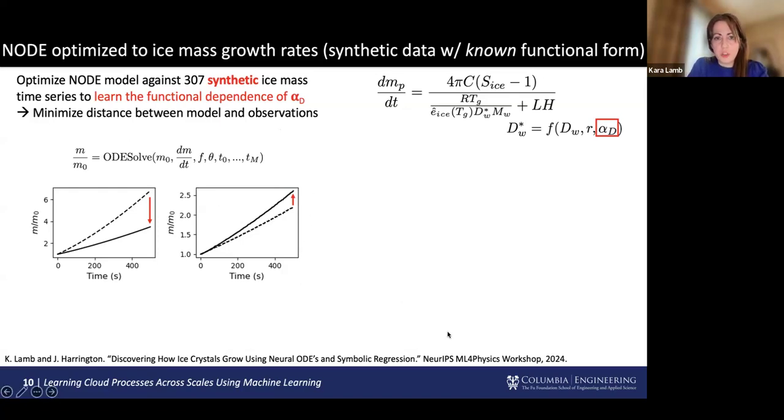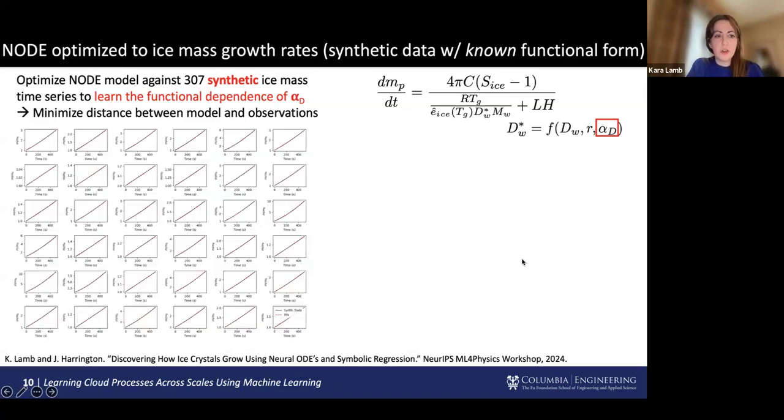And so I first will show you this on a set of synthetic data where I have a known functional form for alpha, which comes from the Nelson and Baker parameterization for the deposition coefficient in terms of saturation and temperature. So here I'm just showing a subset of these time series after I've optimized the node model against the observations using stochastic gradient descent.